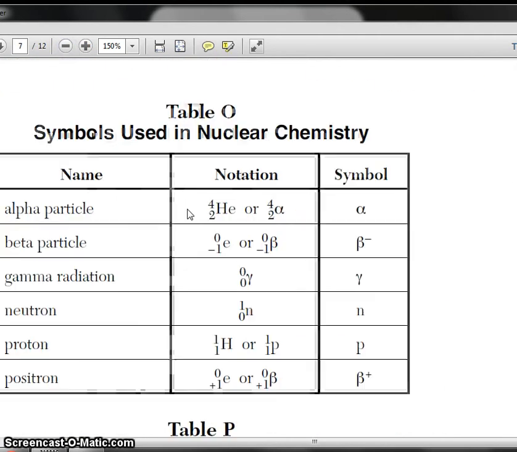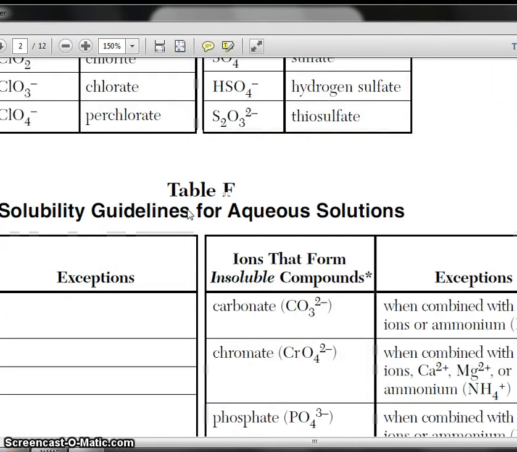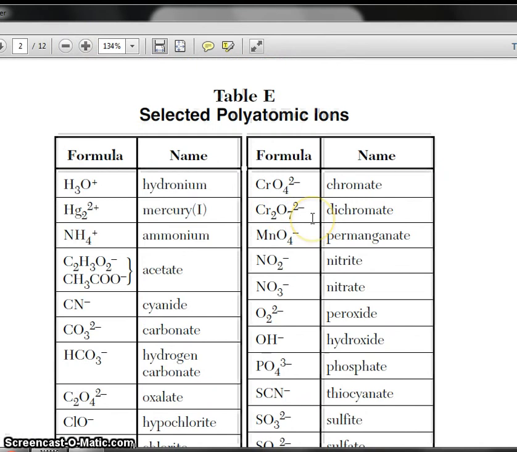So let's go there really quickly. Okay, table E. Let's zoom out. Reference table E, selected polyatomic ions. Crazy word, don't forget what it means. Poly means many, many what? It says polyatomic, that means many atoms. And these are all ions because they have electrical charges. So these are ions, they have an electric charge, either plus or minus, positive or negative. And they're made up of more than one atom.